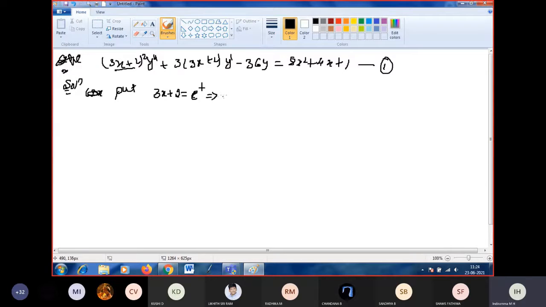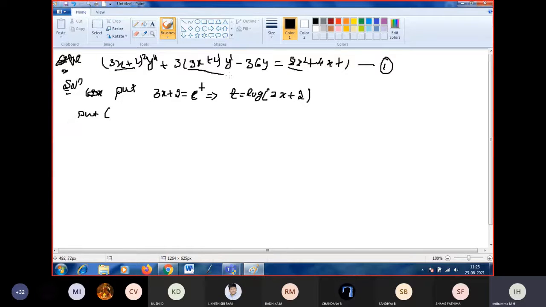This implies t is equal to log of 3x plus 2. Next, x equals e power t minus 2 by 3. Yes, we will substitute here. To substitute here, we have to find x also. Okay, we will come to that later.